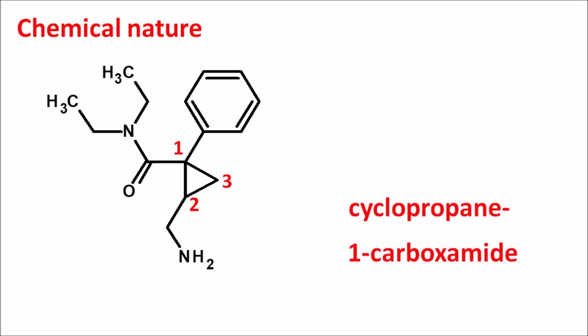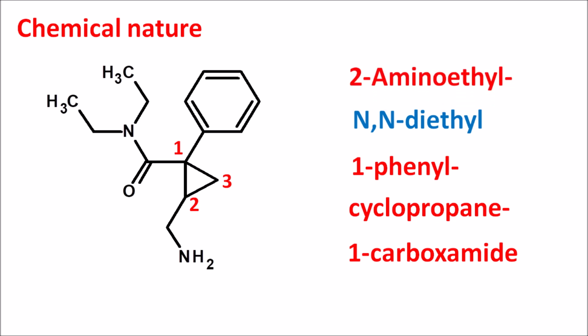So simply, levomilnacipran is the derivative of cyclopropane 1 carboxamide. And on the nitrogen, it is having the ethyl side chains. So we can write this as N,N-diethyl. Then again at the first position, a phenyl ring is attached. So 1-phenyl. And at the second position, an aminoethyl side chain is attached. So 2-aminoethyl. That is the complete name of levomilnacipran.